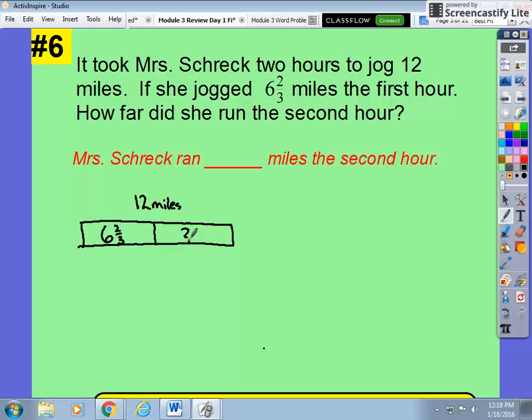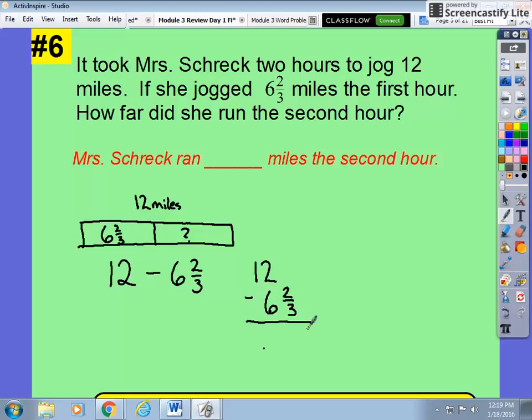So we can see that we have this part whole model, and we will then decide that we need to subtract to find that missing piece. So if her total was 12 miles, and we need to subtract 6 2/3 miles, remember these are the tricky ones when we have this fraction in the second number in our subtraction sentence. It may be helpful for some of you to line it up this way so that you can see that you don't have any thirds to subtract from.